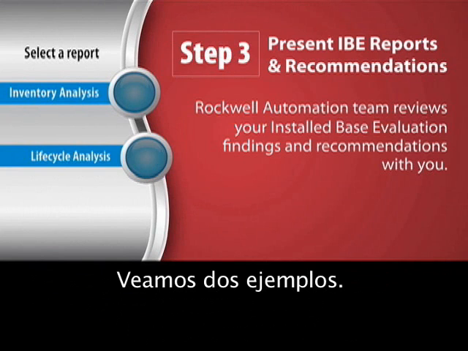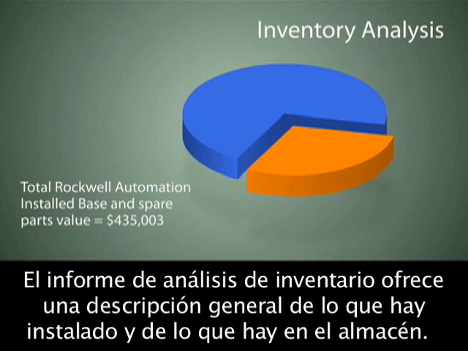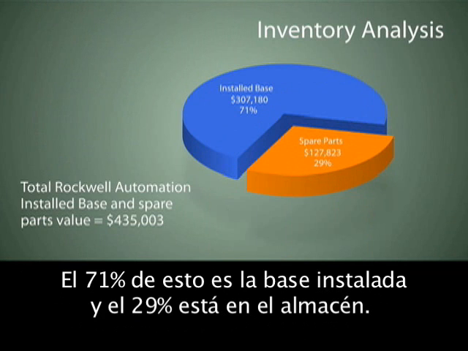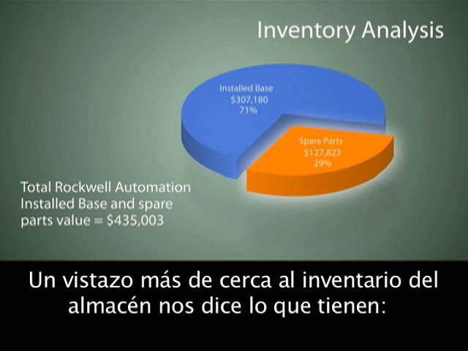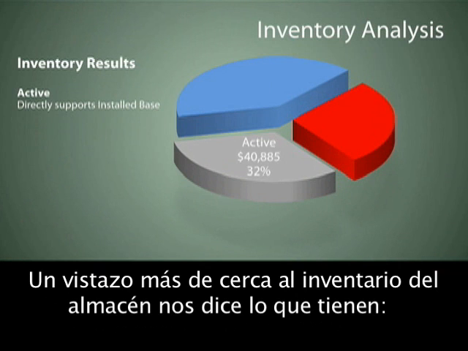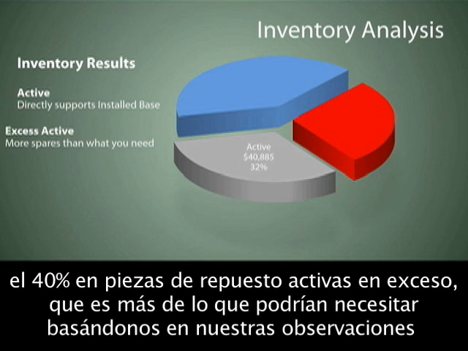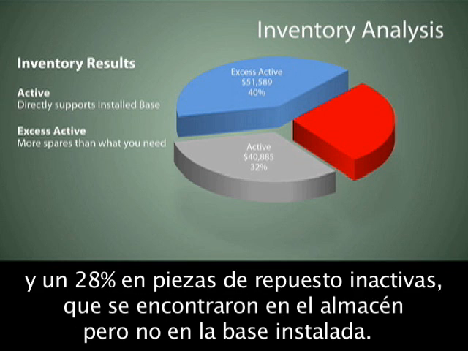Let's look at 2 examples. The Inventory Analysis Report gives an overview of what's installed and what's in the storeroom. This customer's total inventory has been valued at just over $435,000. 71% of that is their installed base, and 29% is in their storeroom. A closer look at the storeroom inventory tells us that they have 32% in active spares, which directly support the installed base, 40% in excess active spares, which is more than what they may need based on our findings, and 28% in inactive spares, which were found in the storeroom but not in the installed base.